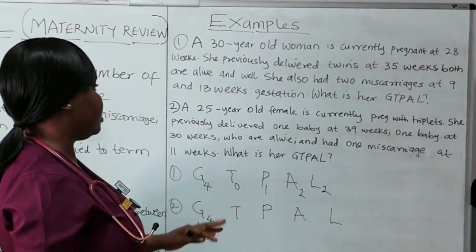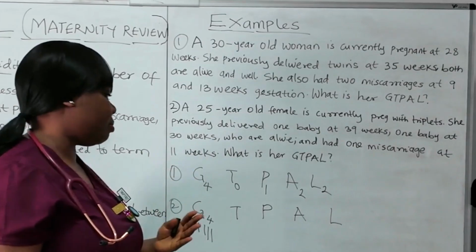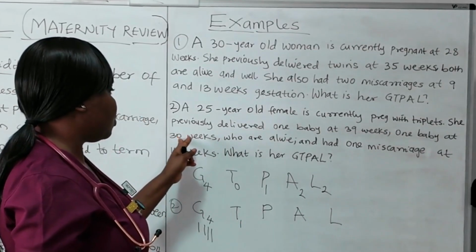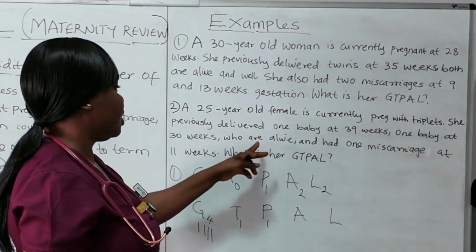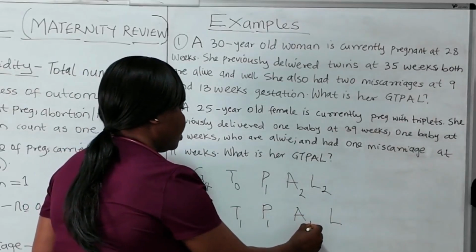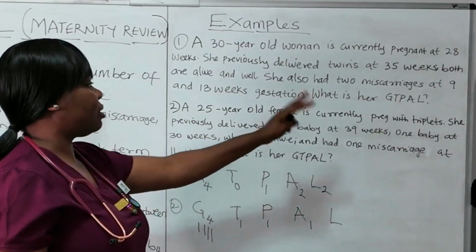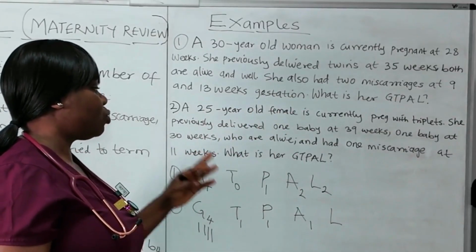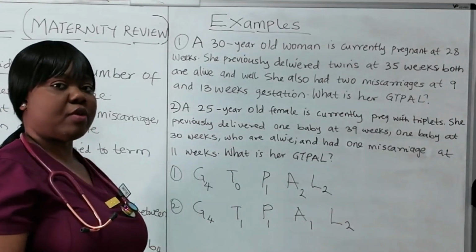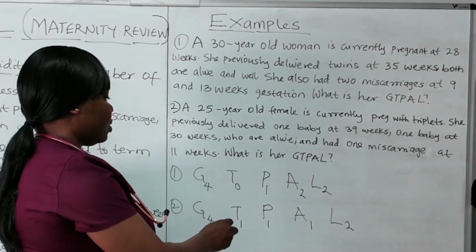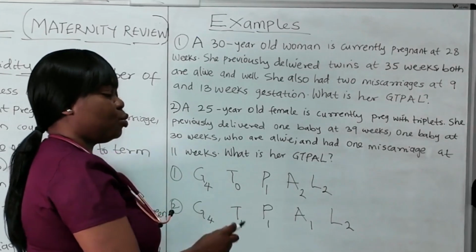Again, term births. Now, the woman delivered one baby at 39 weeks. 39 weeks is a term birth. So we'll say 1 here. One was delivered at 30 weeks. So 30 weeks is preterm. That's another 1 here. She had one miscarriage at 11 weeks, so abortion will be 1. And the living children, she's pregnant with triplets. She delivered one at 39 weeks, one at 30 weeks. So 2 children are alive because it says they are alive. So living is 2. So the overall will be, the Gravida will be 4, the term birth is 1, the preterm is 1, abortion 1, and living children 2.